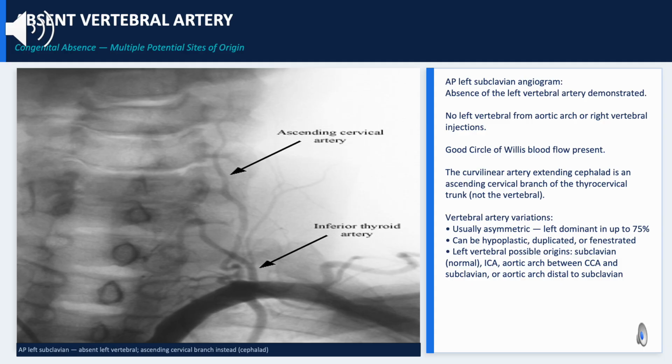The ascending cervical branch of the thyrocervical trunk, visible in this angiogram as the curvilinear vessel extending cephalad, is the collateral that substitutes for the missing left vertebral. The critical teaching is that the absence of a vertebral artery on subclavian injection does not mean the patient has no vertebral supply. They may have a contralateral dominant vertebral or an anomalously originating vertebral that requires targeted injection to demonstrate.